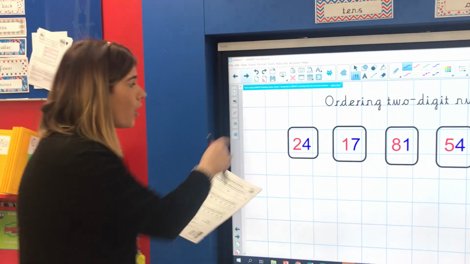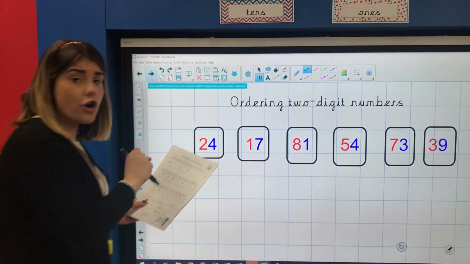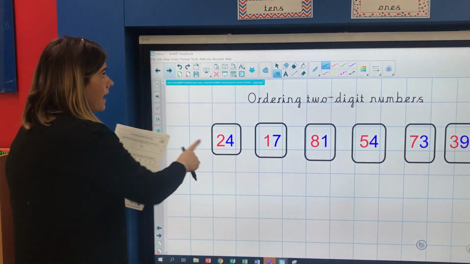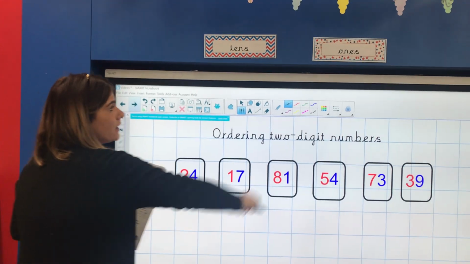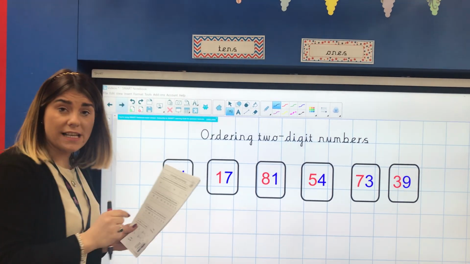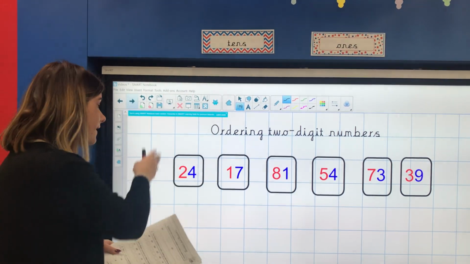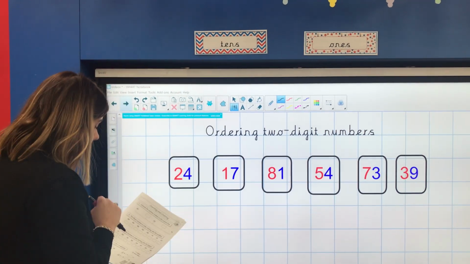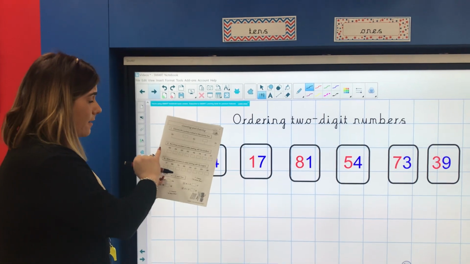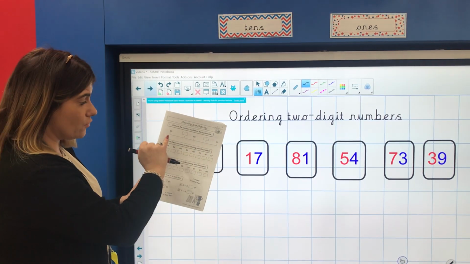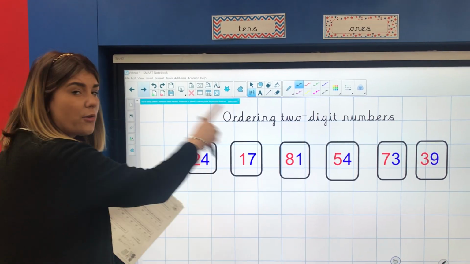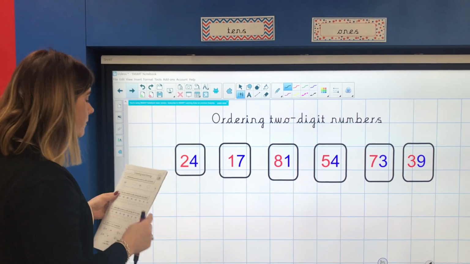Now, this time we are ordering 2-digit numbers. Now, I've colour-coded my numbers so that my tens are red and my ones are blue. Because as we've talked about, 2-digit numbers are made of tens and ones. So a tens number and a ones number. So I've done an example for you here because on question 2 there are different numbers that you're going to order after. But we're going to go for the example first before you do question 2.